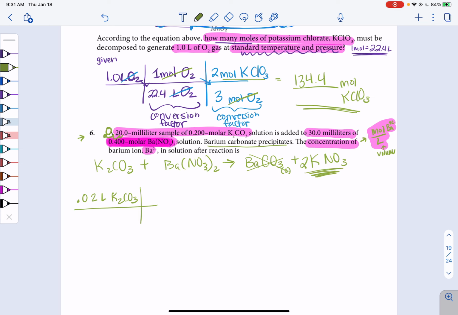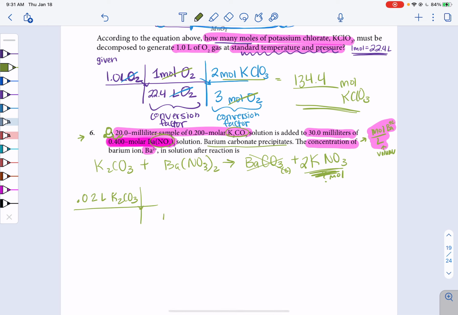Because we don't want to be tempted with the barium carbonate solid, so we'll just solve for moles of this so that we can compare how many moles of the potassium nitrate this one makes, and then how many moles of the potassium nitrate the barium nitrate makes, so that we can see which one makes the least, and therefore is the limiting reactant. Okay, sorry, that was a lot of words.